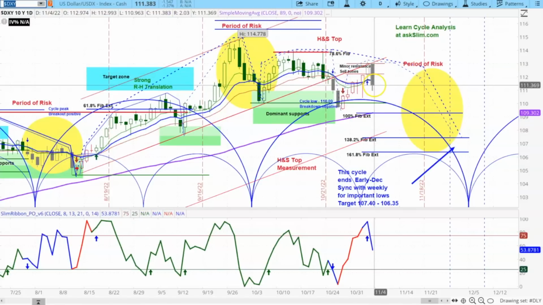Now look at this big reversal in here. Now at its lows it was one of the biggest, or the biggest down day of the year. It's coming back a little bit right now. It's bounced off of that, but we are coming into the period of risk for the dollar.